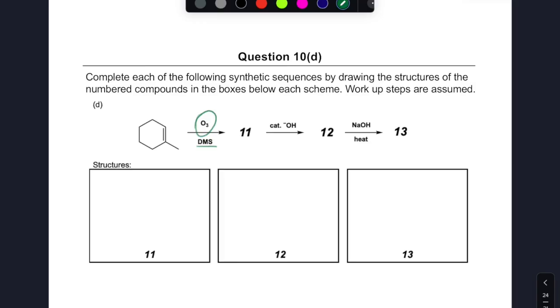And in this last one, we're treating this with ozone under reductive conditions. So what that's going to do is open up that double bond to give you a dialdehyde.